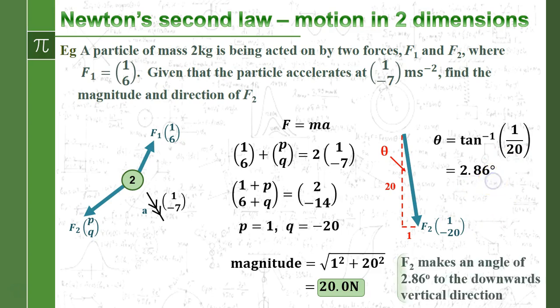Here we've got to be a little bit careful, because we've got to say, well, if that's 2.86 degrees, compared to what? So I need to say very clearly it's an angle of 2.86 degrees compared to the downwards vertical direction. So we're defining that direction in terms of either i, or in this case negative j, but I'm making it clear in my statement what I'm comparing the angle to.